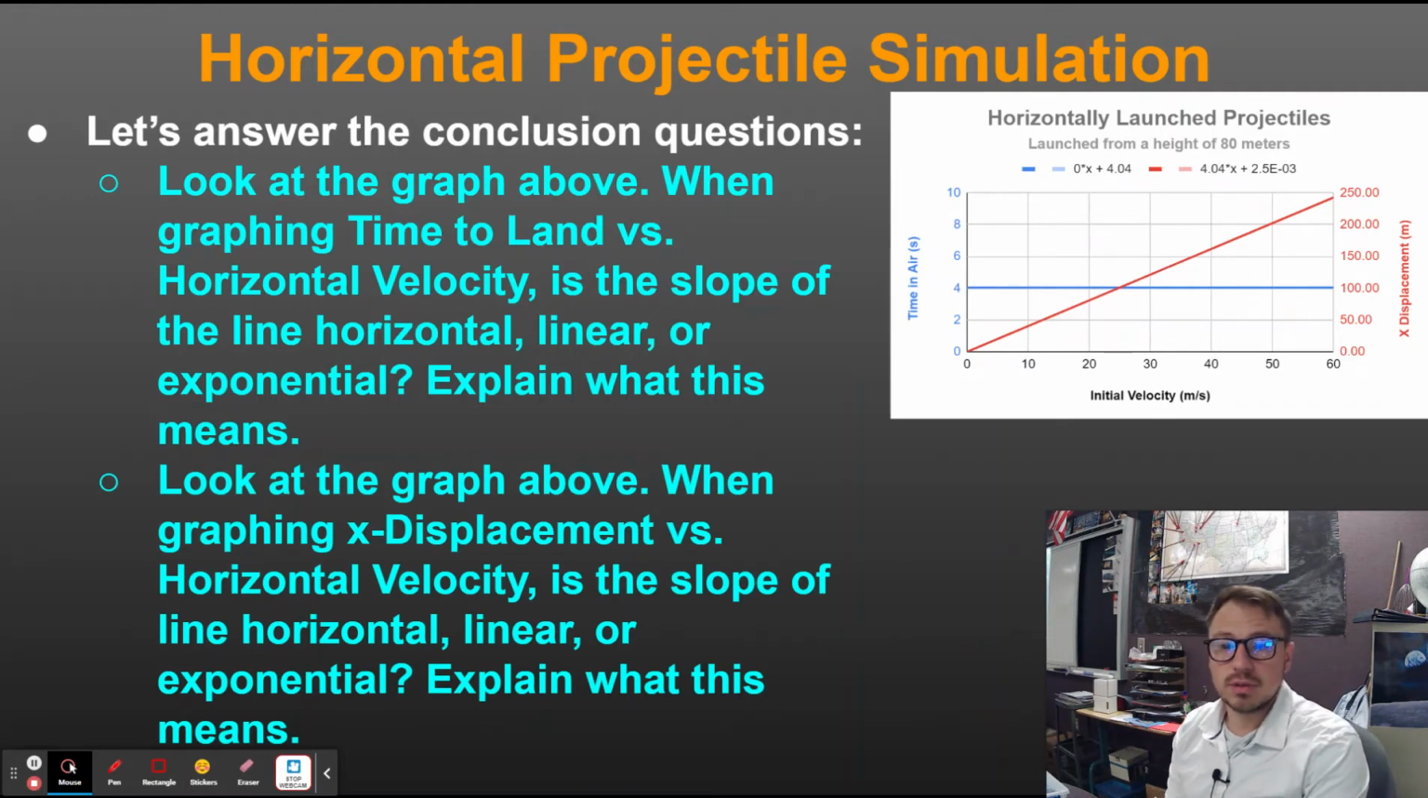Look at the graph above. When graphing x displacement versus horizontal velocity, is the slope of the line horizontal, linear, or exponential? Explain what this means. It's going to be linear, right? What this means is that the faster the initial horizontal velocity is, the farther it's going to land, and it's a linear relationship.